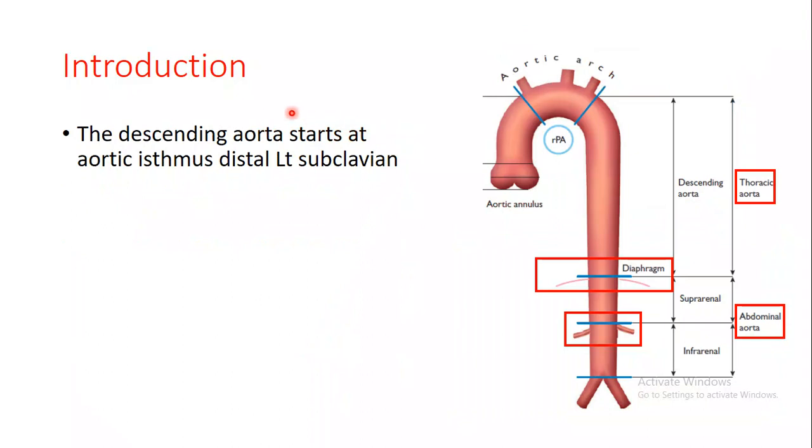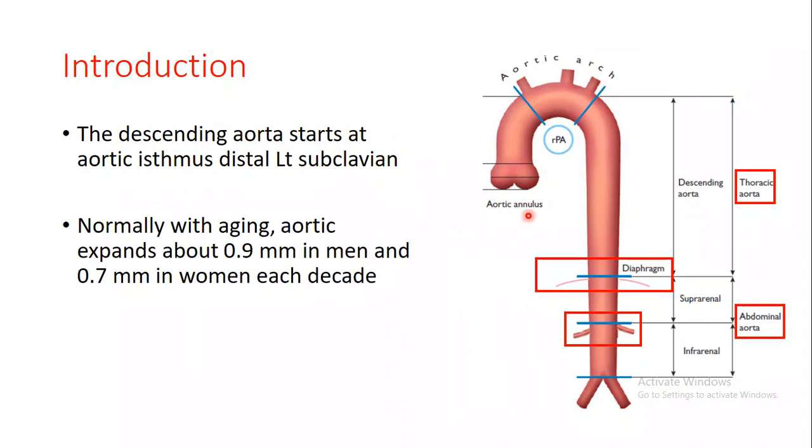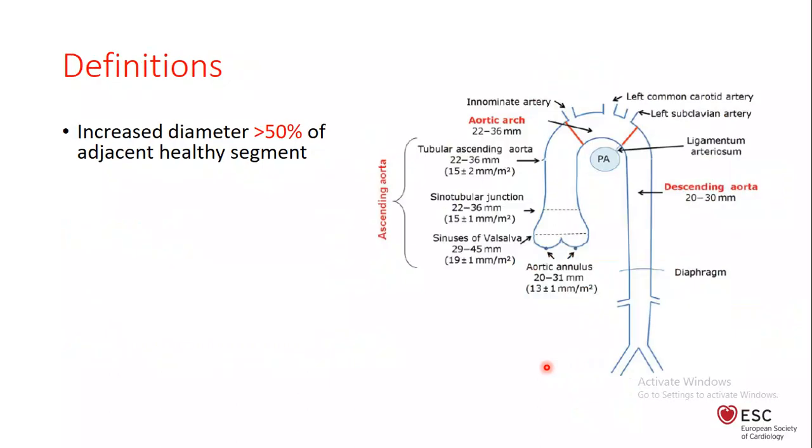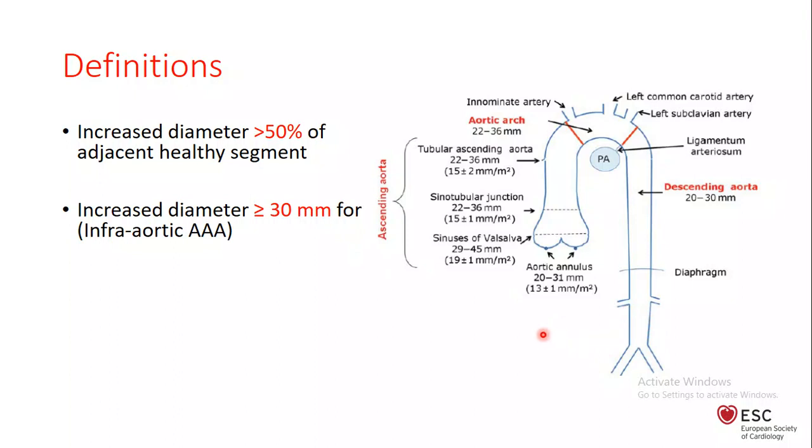In terms of definition, the descending aorta starts at the aortic isthmus, just distal to the left subclavian artery, and normally with aging, the aortic diameter increases about 1 millimeter per decade, and the diameter decreases as we go distally. So an aneurysm is defined as a diameter more than 15% of the adjacent healthy segment, with a cutoff point of 30 millimeters for infrarenal aortic aneurysm and a higher cutoff point of 40 millimeters for descending thoracic aortic aneurysm.